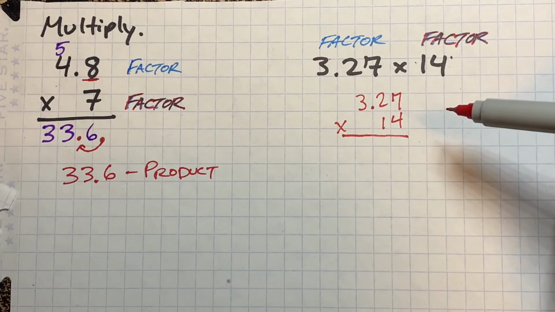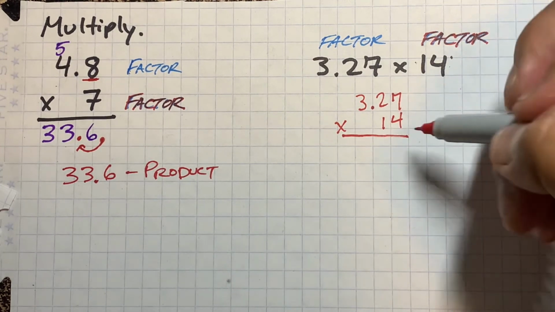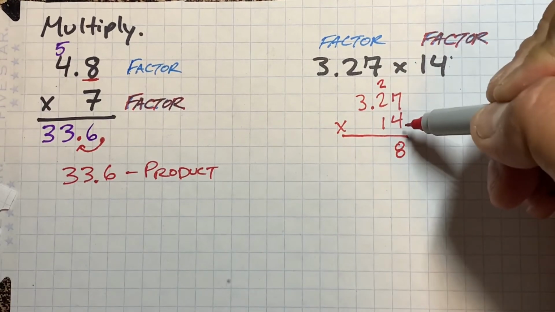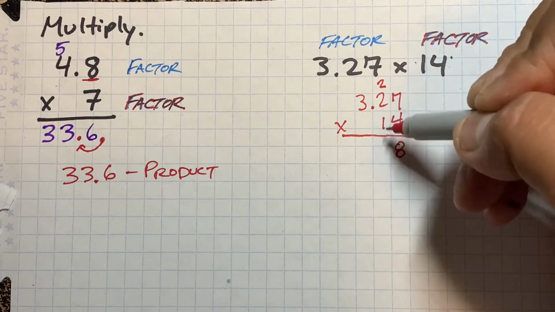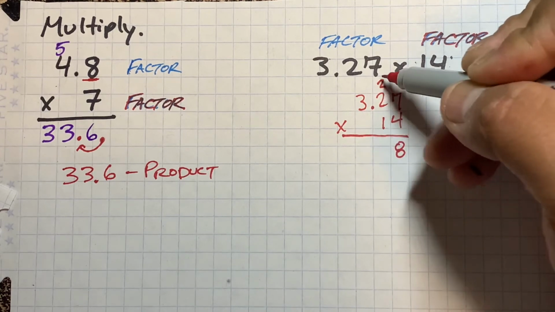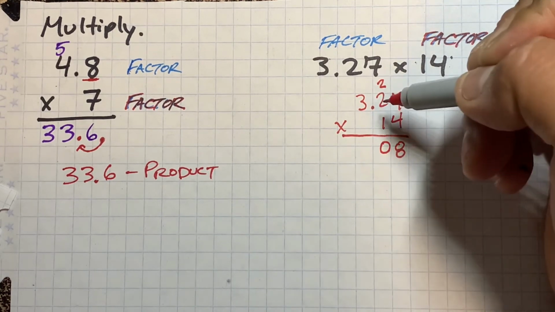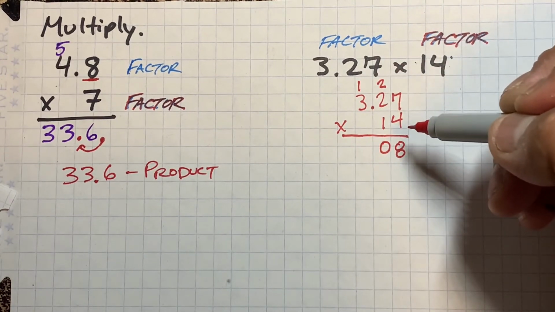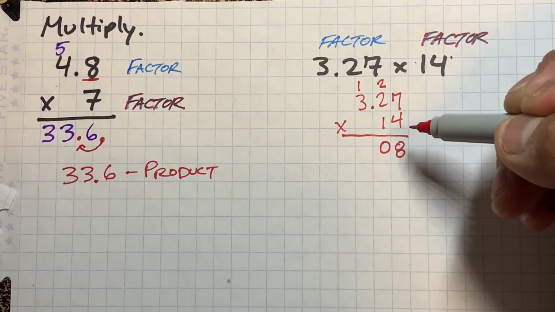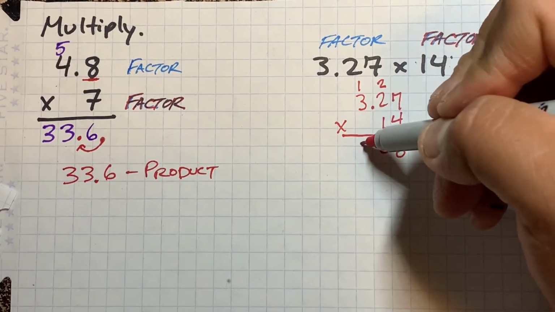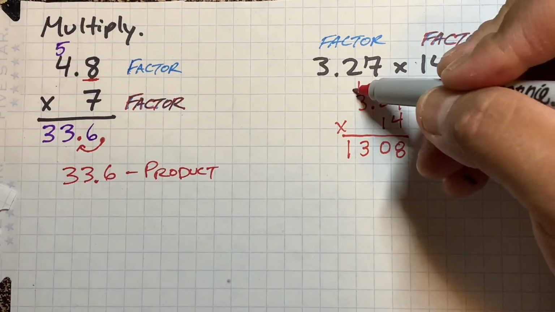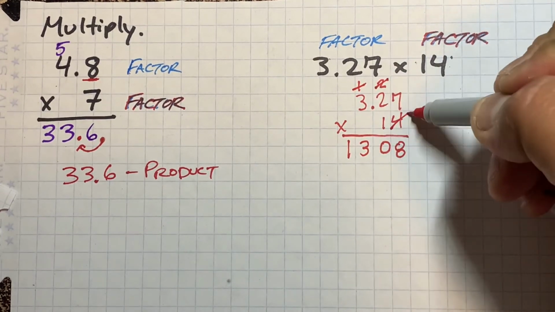So again, 7 times 4 is going to be 28. Leave your 8 ones there, bring your 2 tens here. 4 times 2 is going to be 8, plus 2 is going to be 10. Leave your 0 ones, your 1 ten, bring it across, your 1 ten. Now 4 times 3 is going to be 12, plus 1, 13. Okay, and so we're going to go ahead and cross that out, cross this out, and cross that out.